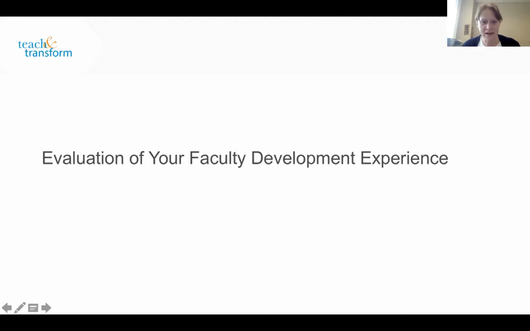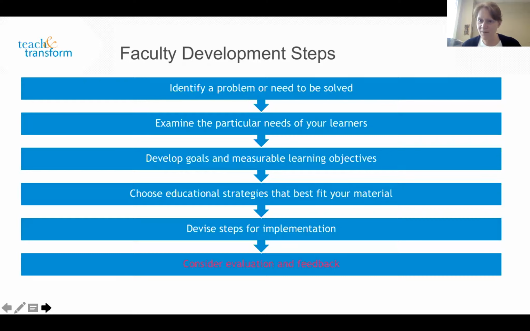So now we're going to pivot for the last few minutes to evaluating your faculty development experience, and to think about, once you've offered your intervention or offered your experience, how can you make it better the next time? If folks remember from last time, these were the 6 steps that you need to go through to create a faculty development experience. We talked about the first 5 steps. And the last one is really to consider evaluation and feedback. So we're going to talk about 3 big areas that you might want to consider once you've done your faculty development experience and how you might use those in the future. And then we want to open it up to hear from you all as well.